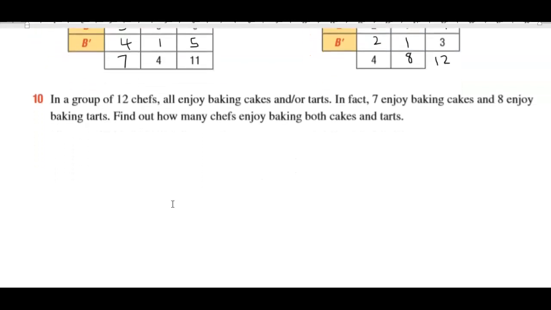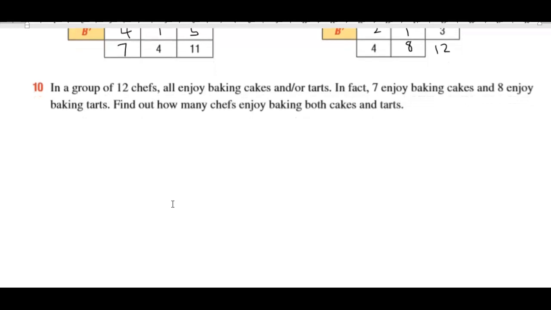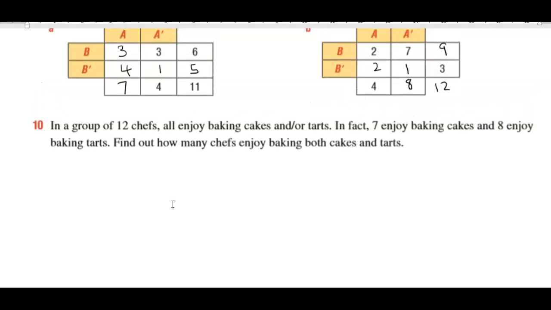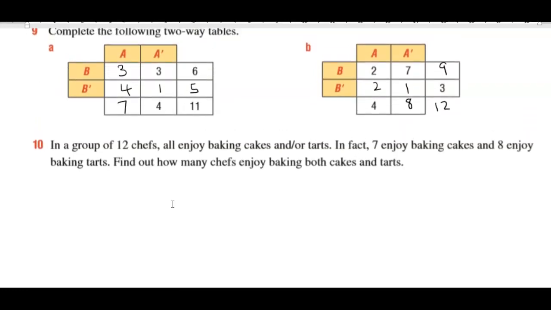All right, in a group of 12 chefs, all enjoy baking cakes and or tarts. In fact, 7 enjoy baking cakes and 8 enjoy baking tarts. Find out how many chefs enjoy baking both cakes and tarts. All right, so in a question like this, you could do it in a Venn diagram, or you can do it in a two-way table. So since we've got the two-way tables above, I'm going to just do that. So what have we got? Cakes. So we'll do cakes and not cakes, tarts and not tarts.